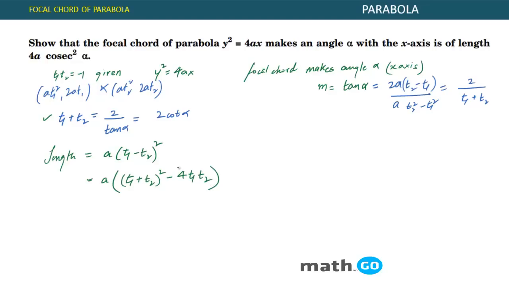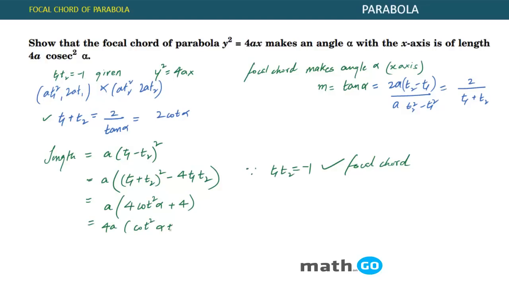This will become what? (t1 minus t2) whole square. And also, since this is a focal chord, I know that t1 t2 is minus 1. Why? Because this is a property of the focal chord. So this actually reduces to what? Just replace the values. So it will reduce to 4 cot square alpha, and this will become plus 4. So this becomes 4a (cot square alpha plus 1), which is nothing but a very normal trigonometry formula, 4a cosecant square alpha, which is the answer we wanted to prove.